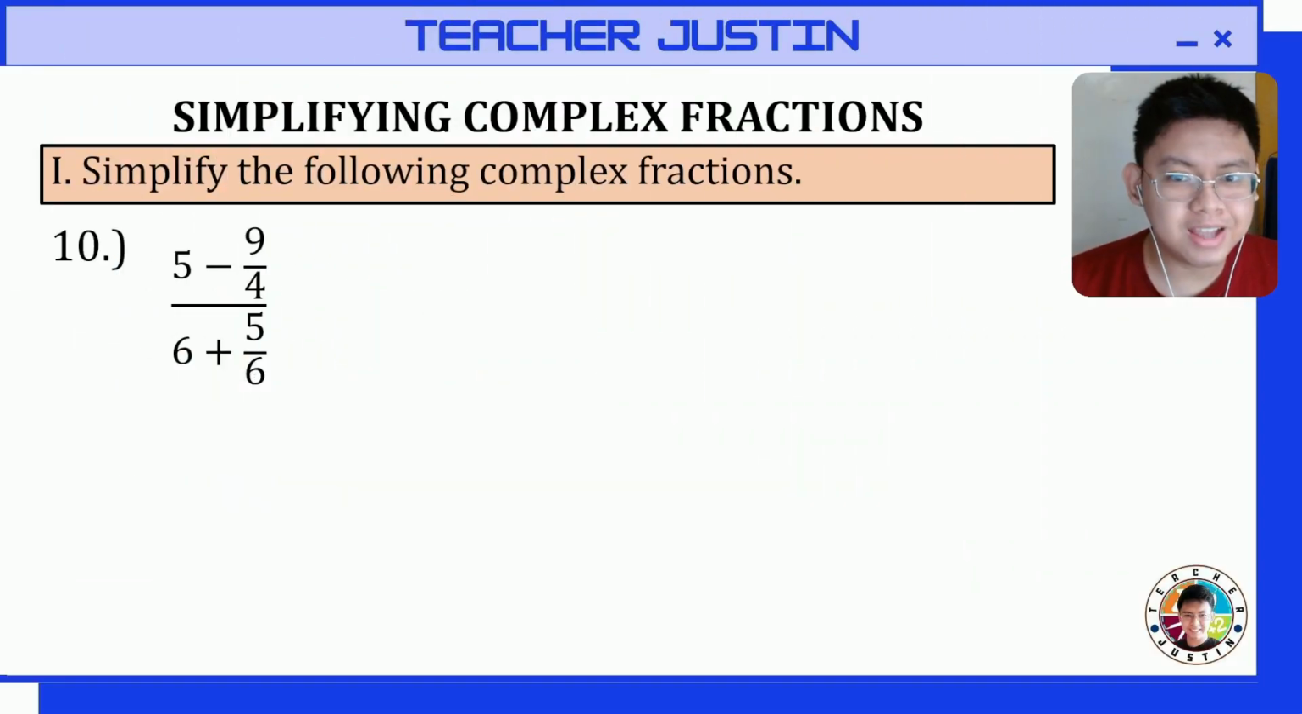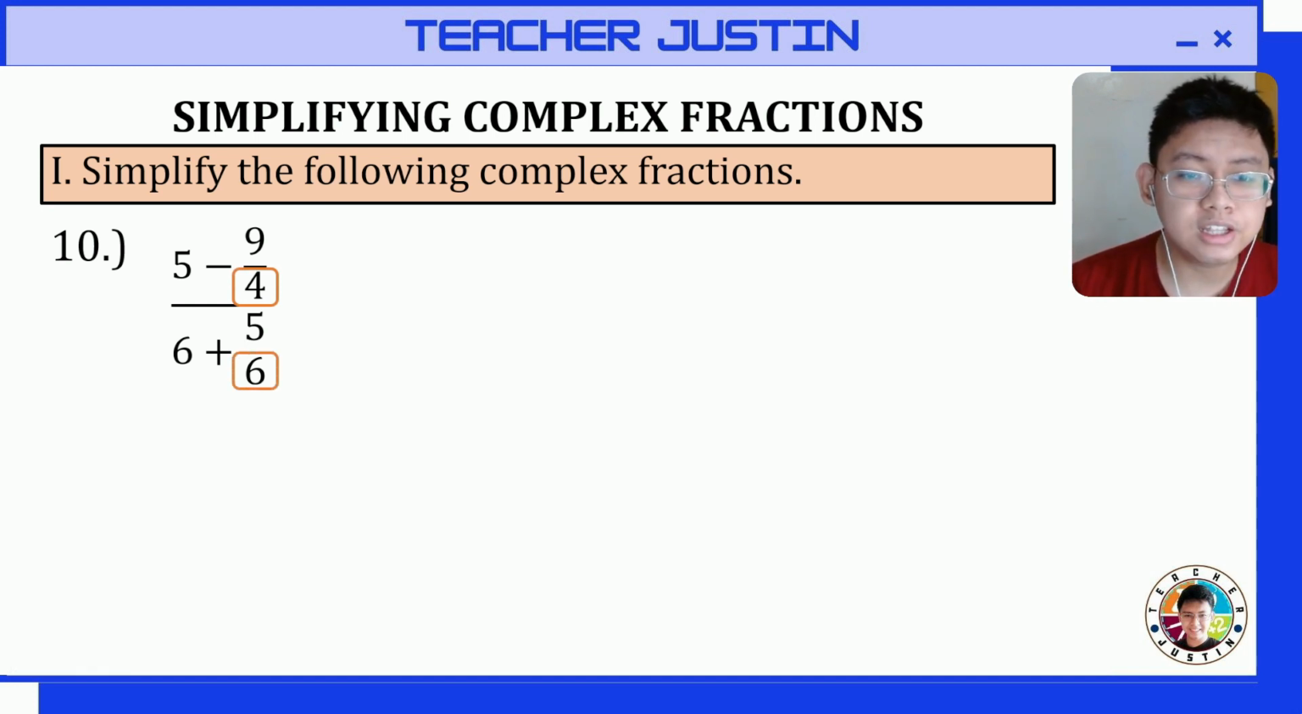Okay, let's simplify this complex fraction. So, we have here our complex fraction. And paano nga ba natin siya isi-simplify? So, ang first step natin is for us to identify the denominator present in our complex fraction. So, yung mga denominators natin, we have 4 and 6 sa ating complex fraction.